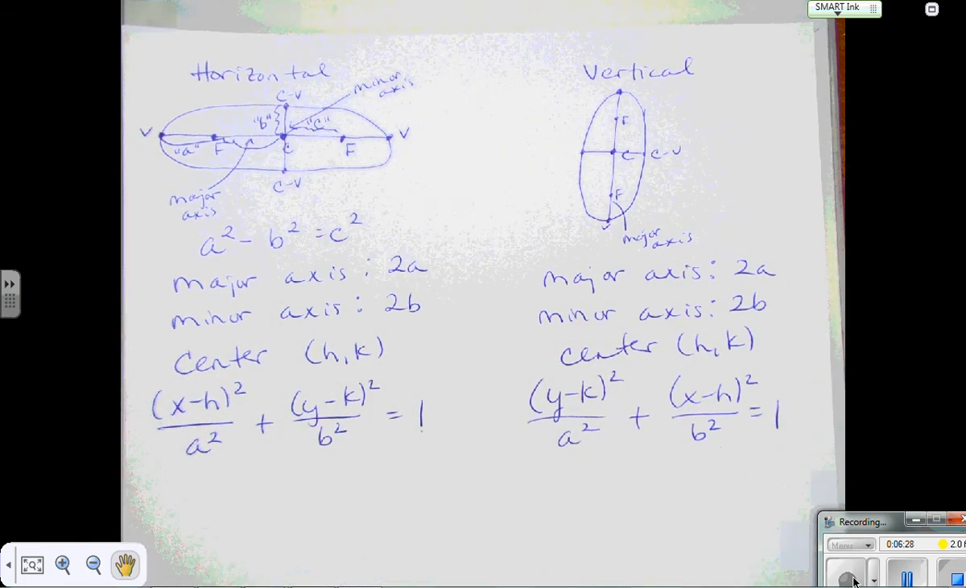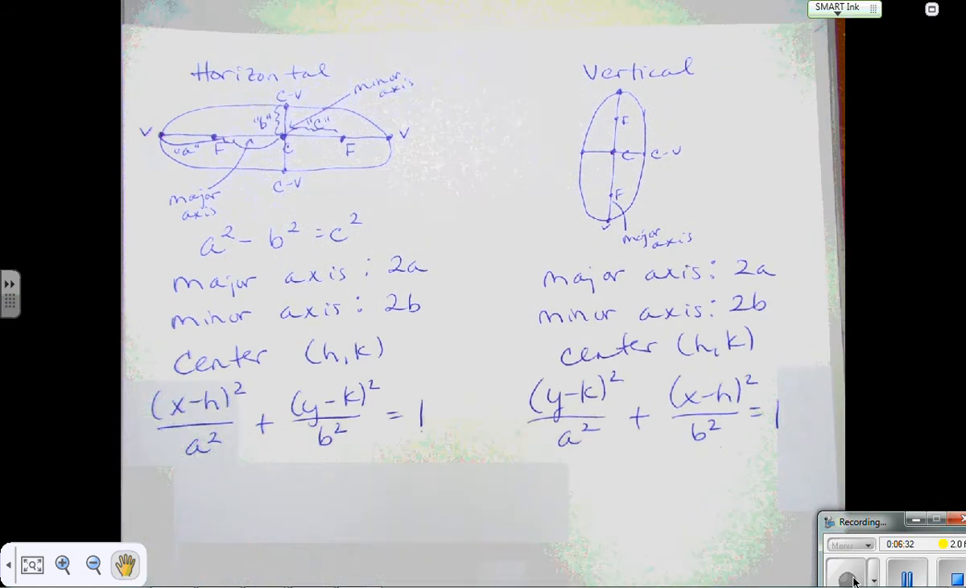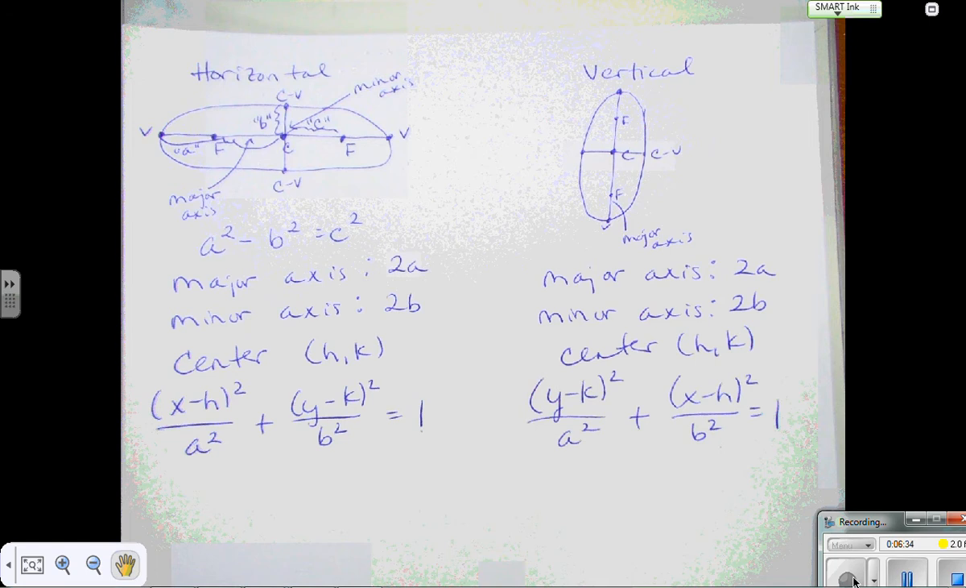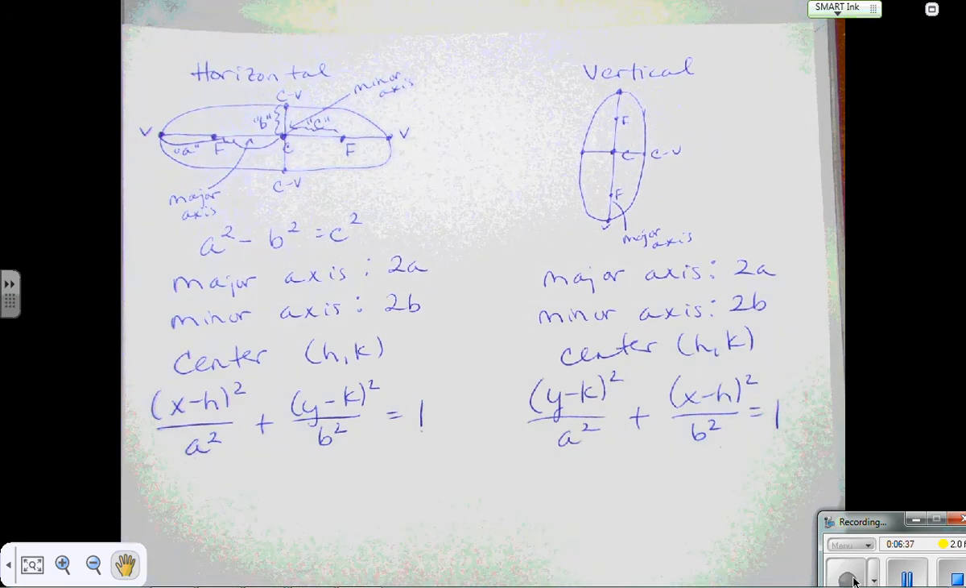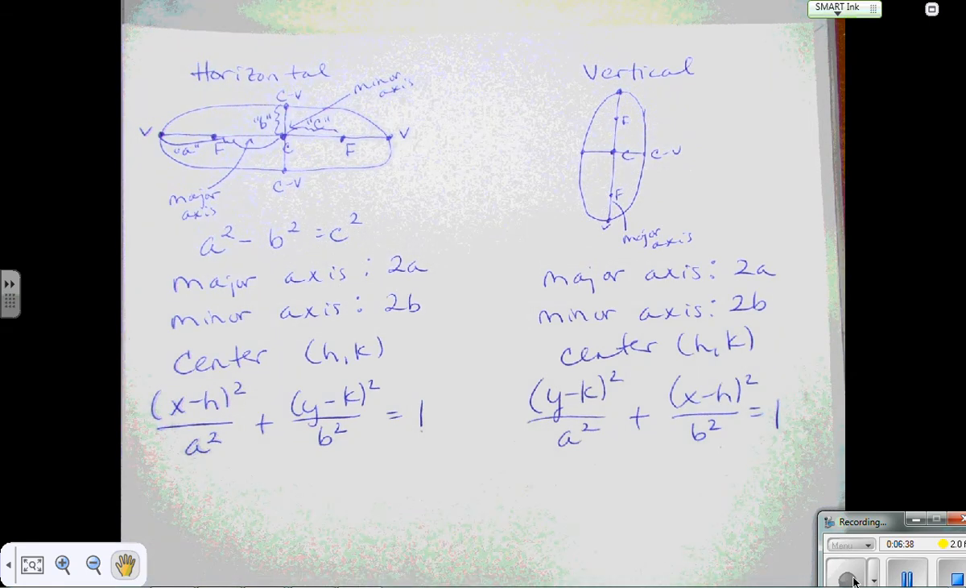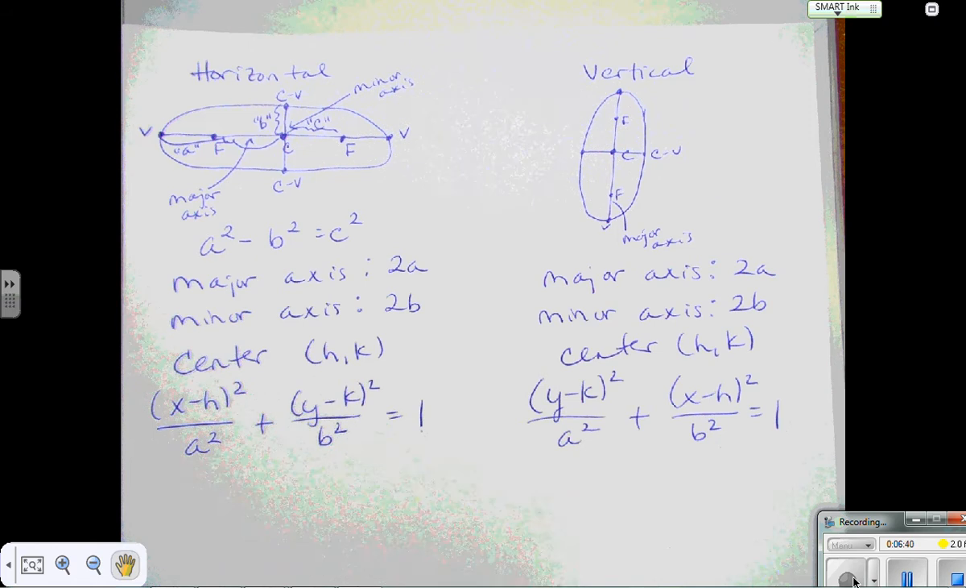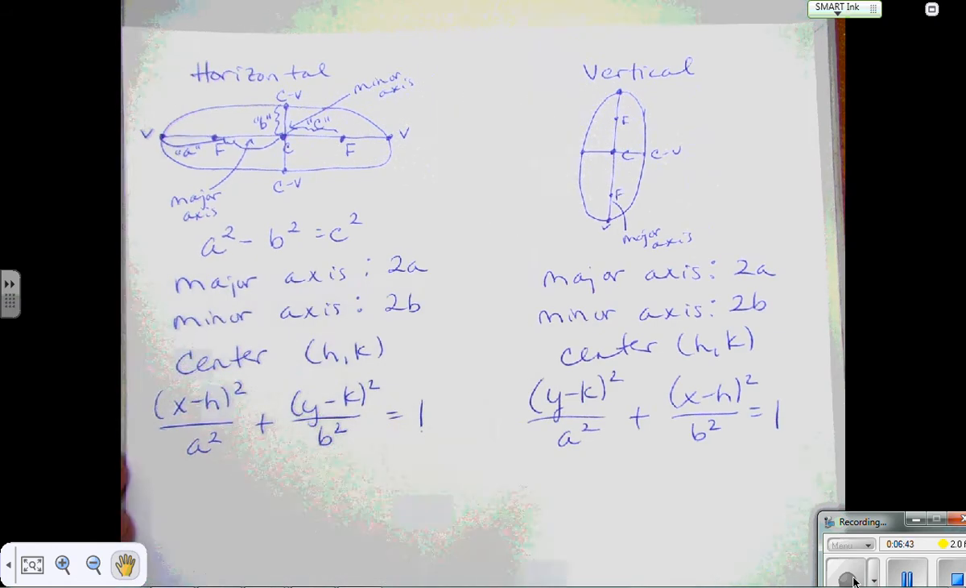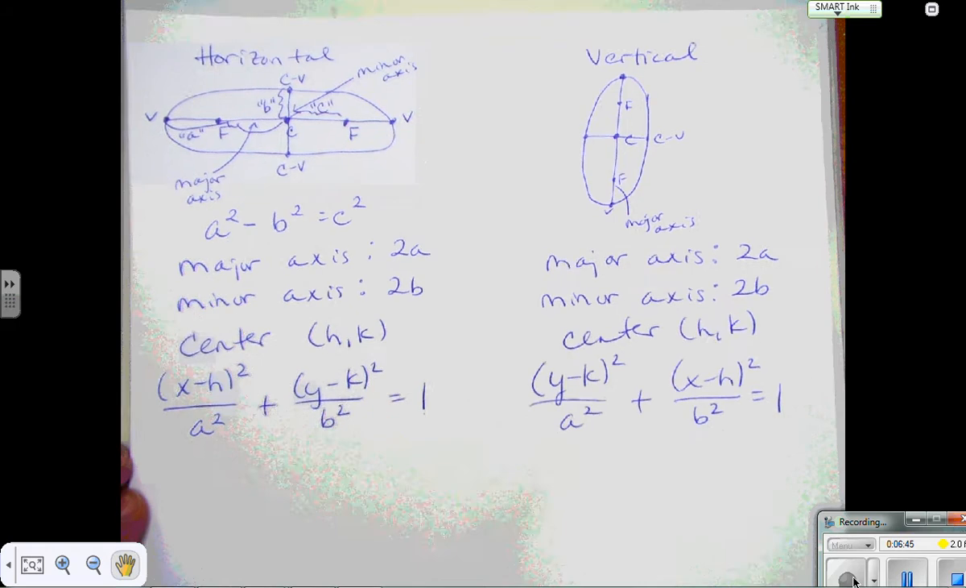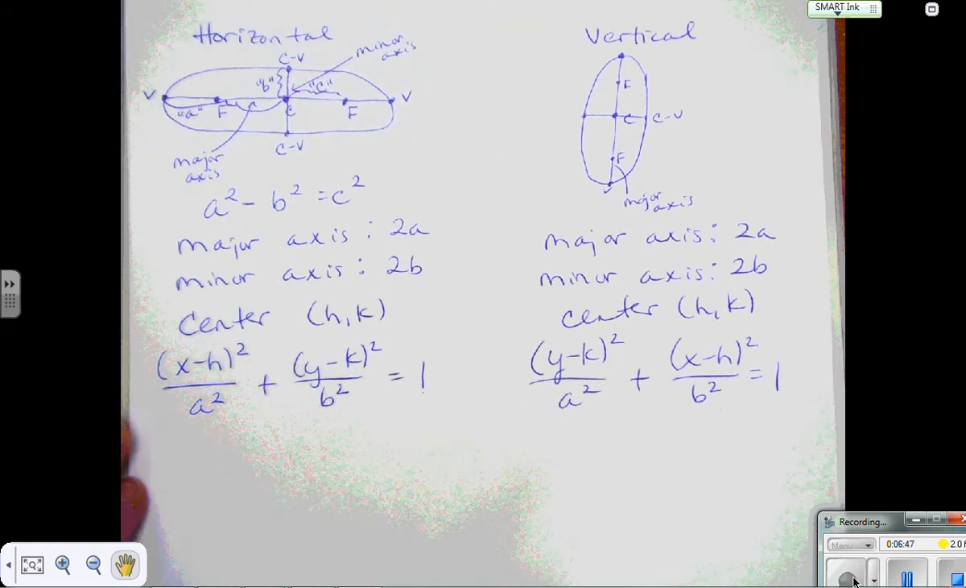Your k is always with the y, h is always with the x. So when it's a vertical ellipse, you need to be careful when you're writing down what the center is. Just make sure h is always with the x, k is always with the y. Okay, so now we get to different formulas because they're lying different directions, so to speak.